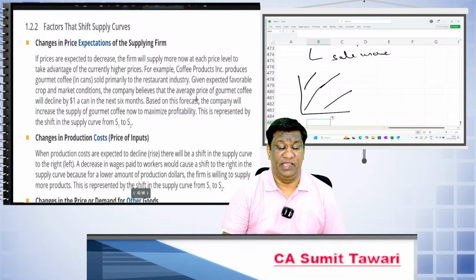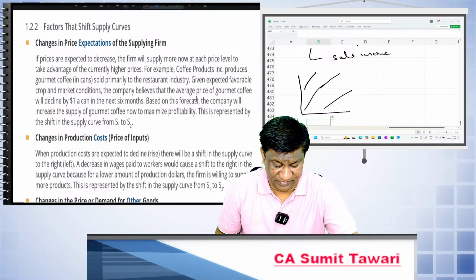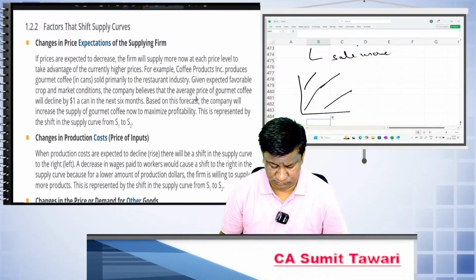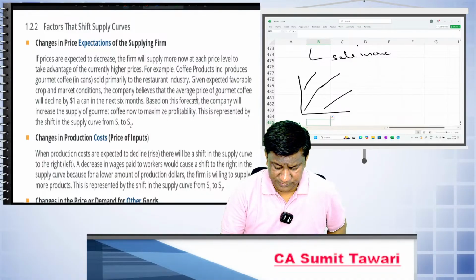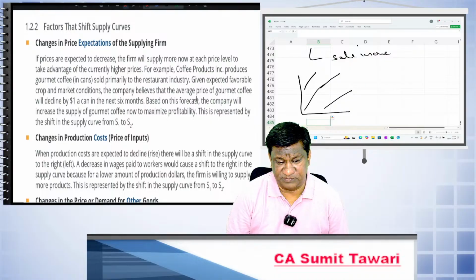Can you give an example of changes in price expectation of the supplying firm? Example for changes in price expectation of the supplying firm, how it impacts the supply curve. Any example?